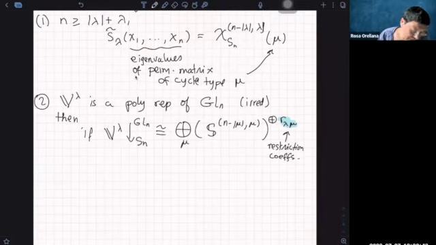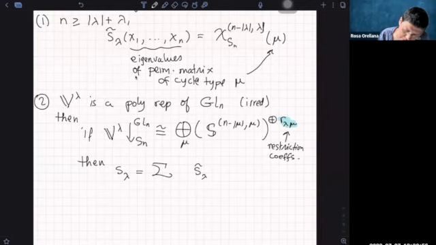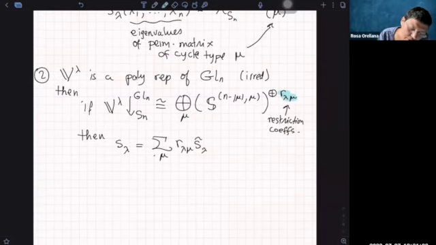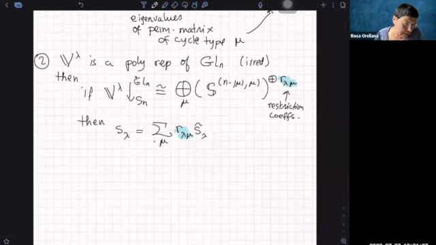Then, if this happens, the Schur function S lambda, when you write the change of basis coefficients from the lambdas to the S tildes, are going to be these numbers again. So the same restriction coefficients occur for both, and this completely characterizes the S lambdas.